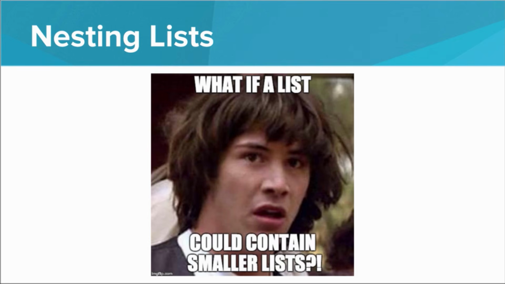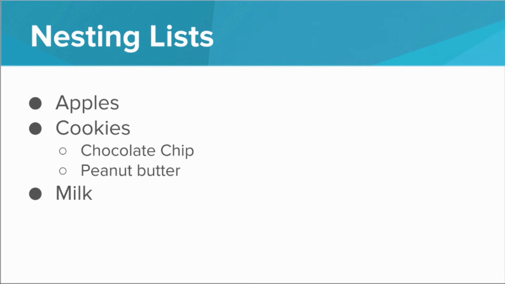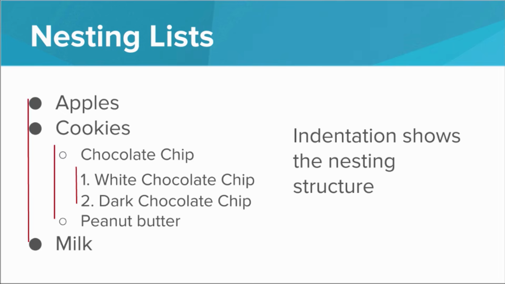Now you may be wondering, what if a list could contain smaller lists? And this might blow your mind, but we can actually put lists inside of lists, and this is called nesting lists. So for example, let's say I had my grocery list, apples, cookies, and milk. But I wanted to give a little bit more detail as to what kind of cookies I'm buying. I could put a list inside of this list to list out exactly what kind of cookies I'm getting, chocolate chip and peanut butter. But maybe I want to get even more specific about what kind of chocolate chips I'm buying. So for that, I can put an ordered list inside saying number 1, white chocolate chip, and number 2, dark chocolate chip. And notice that every time we nest a list, we indent over, and the indentation shows the nesting structure of the lists.